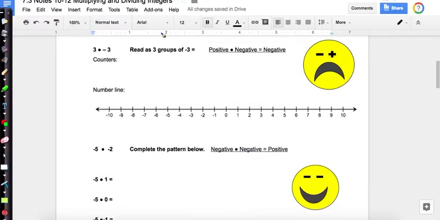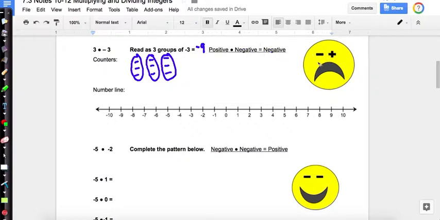Okay, so 3 times negative 3 we would read as 3 groups of negative 3. So using counters, it would look like this. So there's one group, there's my second group, and there is my third group. Okay, so if I have 3 groups of negative 3, how many negatives do I have? Good, negative 9. So that means when I multiply a positive times a negative, it will always equal negative.